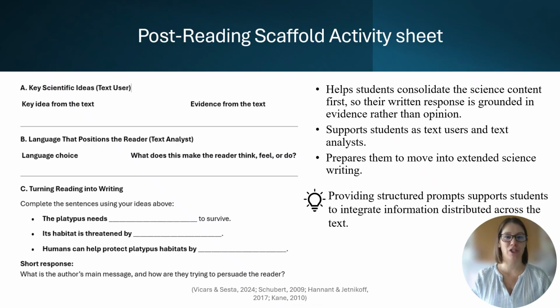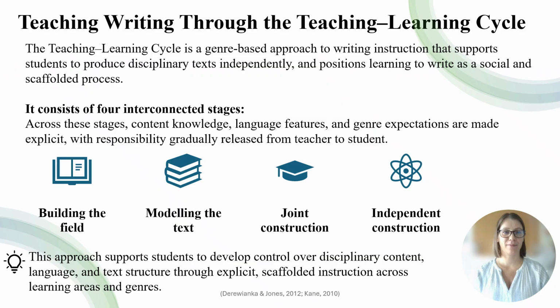This is the scaffold students use during the post-reading activity. It supports students to move from comprehension to analysis and short written response. The top section positions students as text users, selecting key scientific ideas and evidence. The middle section shifts them into the text analysis role, examining how persuasive language positions the reader. Using the platypus text, this scaffold helps students consolidate understanding of habitat survival, analyze author intent, and begin rehearsing the explanatory persuasive writing required in the later writing sequence.